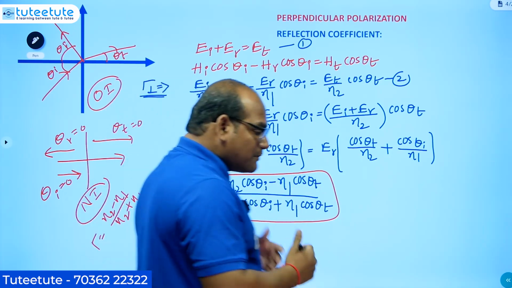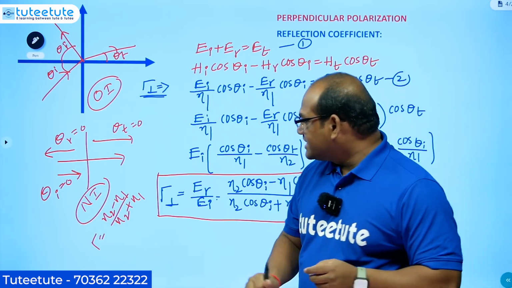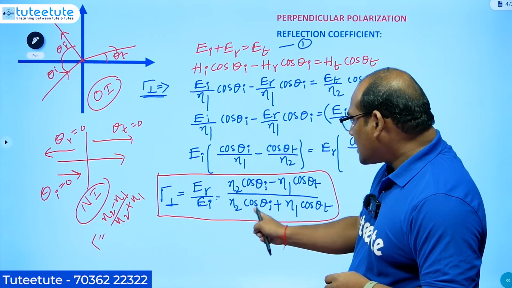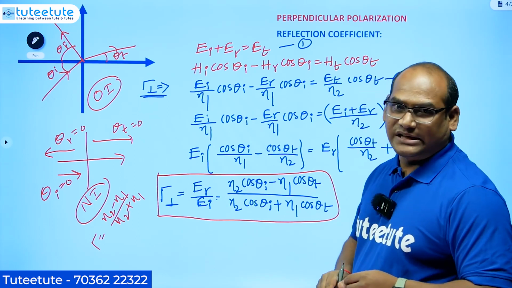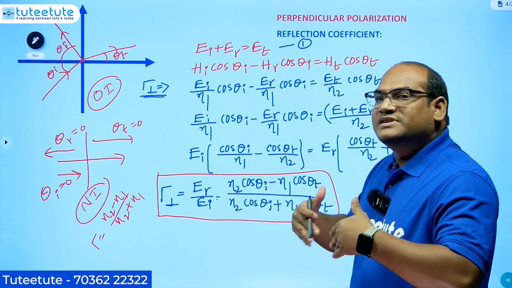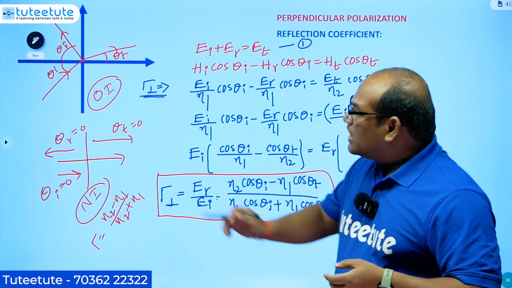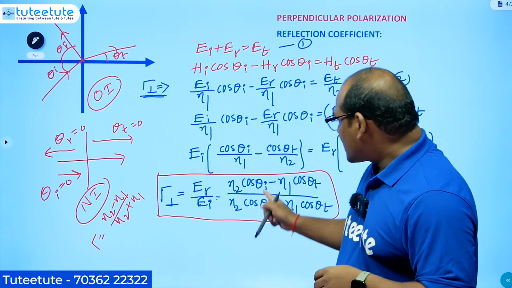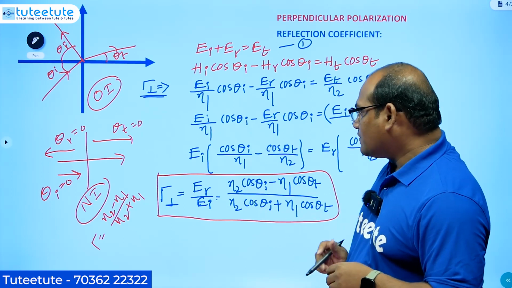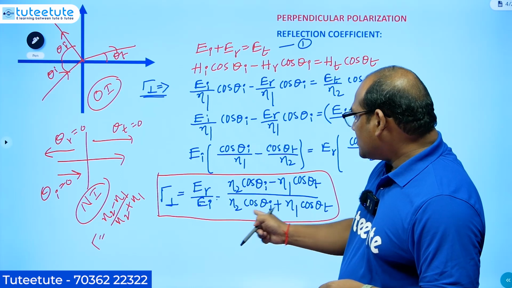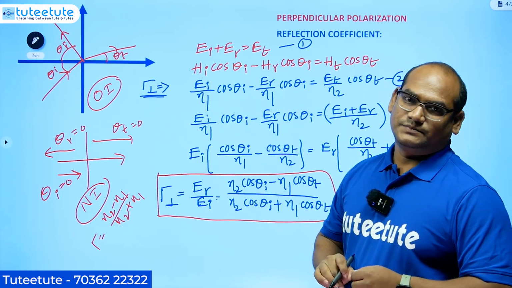In case of the perpendicular polarization, we got the reflection coefficient is equal to eta 2 cos theta I minus eta 1 cos theta t by eta 2 cos theta I plus eta 1 cos theta t. This is what we got. Now just we will check whether it will be correct or not just by taking theta I 0, theta r 0, theta t 0. So cos 0 is 1, cos 0 is 1, cos 0 is 1, cos 0 is 1. So it leads to this formula only, na? Eta 2 minus eta 1 by eta 2 plus eta 1. So it is valid. Okay.